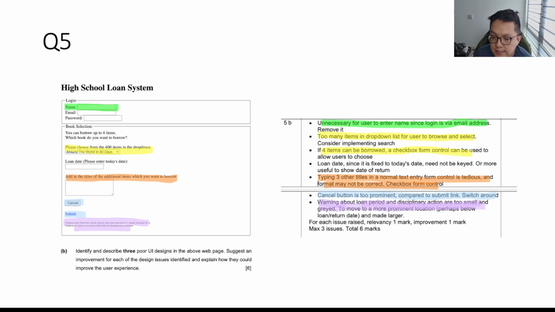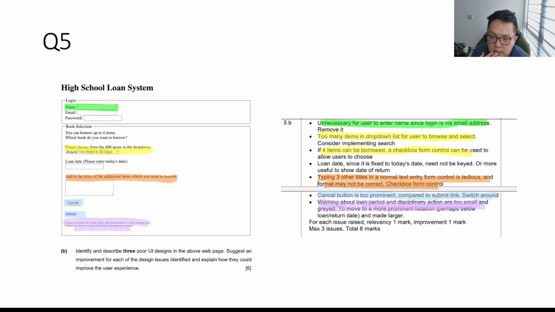Then, of course, your cancel and submit button. Submit is a normal hyperlink. Cancel is a button, so cancel is easier for the user to trigger. All right, then you have this one, the purple one. Please note that for some items, the warning is very small. So you might want to make it more prominent, maybe just above the submit button and in clearer fonts.